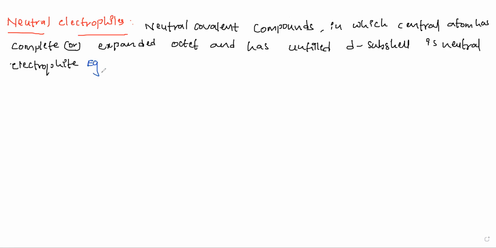Examples here for neutral electrophiles: SnCl4, stannic chloride, and SiCl4, and PCl5, phosphorus pentachloride, SF6, sulfur hexafluoride, IF7, and CO2, and SO3. These are neutral electrophiles.